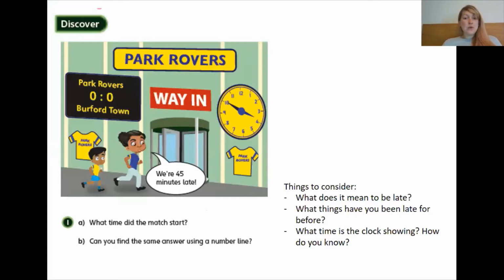So here is your discover today. There is a football game that a parent and a child are going to, and it appears that they are late, not just late, very late. So you've got to consider what time the match started, and can you find the same answer using a number line? Now, the things that I'd like you to consider here are, well, what does being late mean? Have you been late for anything before? And finally, what time is the clock showing? How do you know? Pause the video now and give the discover a go.